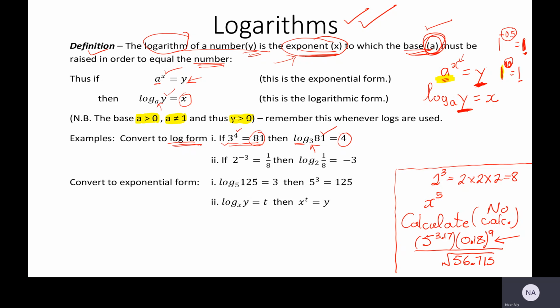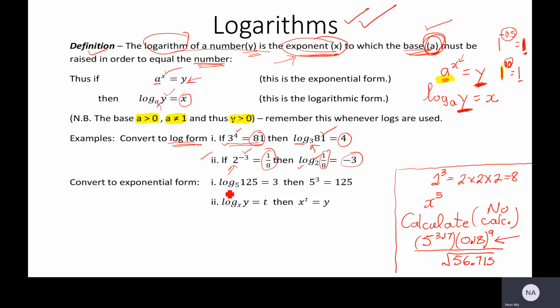Now I'm using the terminology log of a number 81 to the base 3. Sometimes teachers or lecturers will say log base 3 of 81, or they may use some other form of notation or their way of describing a log. I'm sticking with this. Let's look at number 2. The base 2 to the minus 3 is equal to the number 1 over 8. Therefore, the logarithmic form is the log of the number 1 over 8 to the base 2 is equal to the index minus 3.